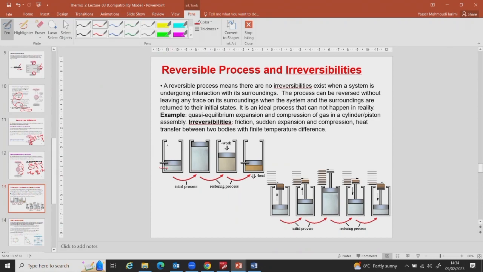So if the piston goes up, and if I push it back to bring it where it was, I came back to where I was. However, because of this compression process that I made, heat will be generated, and the heat will be dissipated to the environment. The piston came back to its original position, but the heat has been transferred and the environment became warmer. So this is an irreversible process.